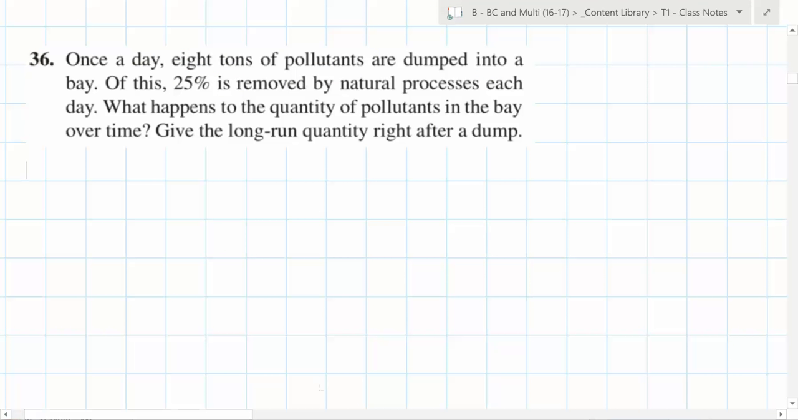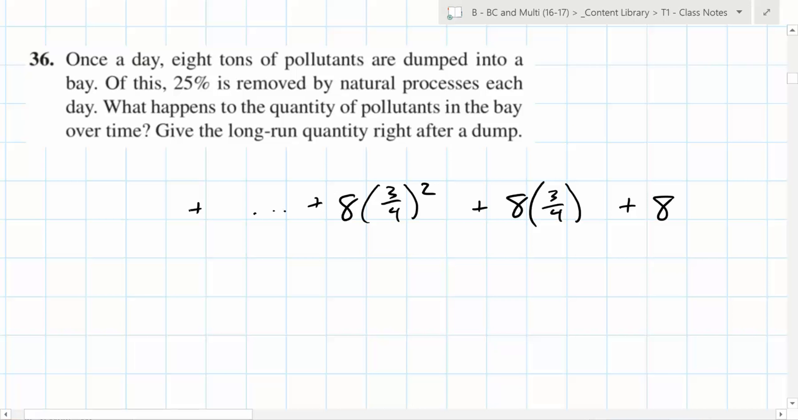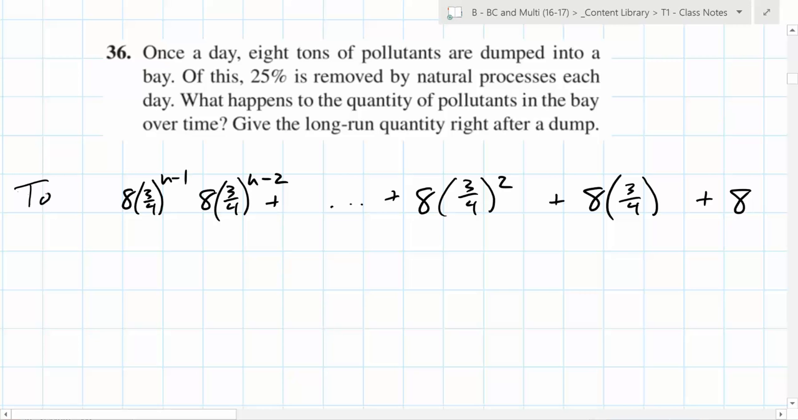Okay, are there any other questions we did in class? Yes. The drug dosage one, right? The drug dosage one was 250 milligrams and 4% remains. This is the exact same thing, except it's 8 tons and 25% is removed by natural processes. So think about it this way. The last amount of tonnage is going to be 8 tons, after the last dump. The second to last is going to be what remains after 1 day, times what? What do I multiply 8 by for what remains? 3/4, exactly. What's the one before? It's going to be 8 times what? 3/4 squared. So if you go back on this, what do you end up with? 8 times 3/4 to the n minus 2 and 8 times 3/4 to the what? N minus 1. So this is the total pollutants.